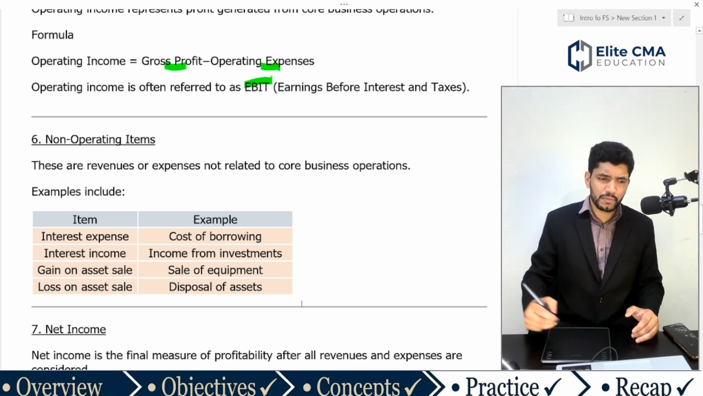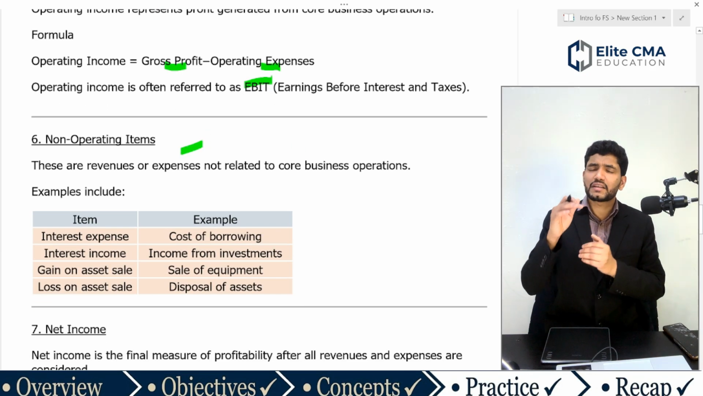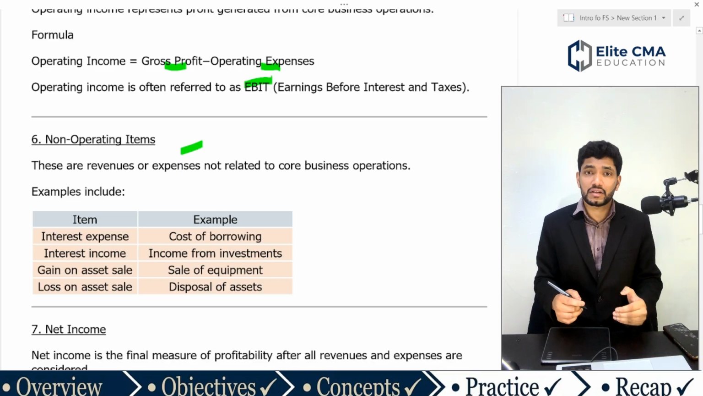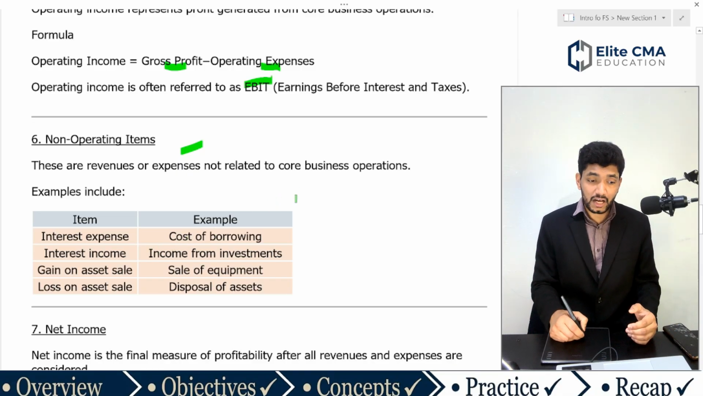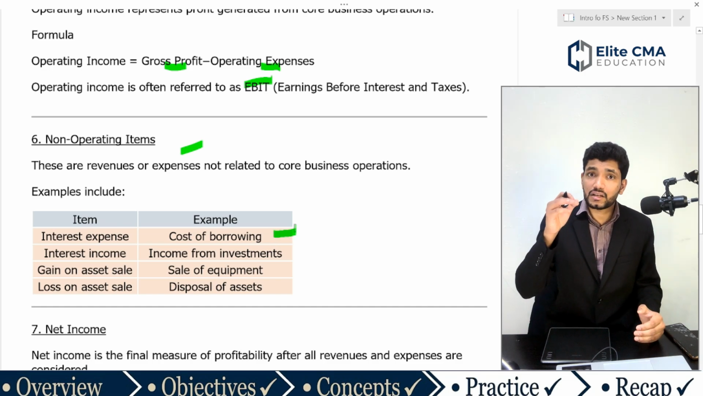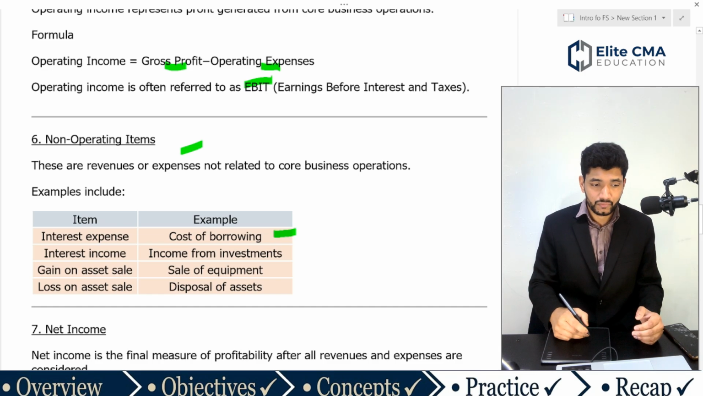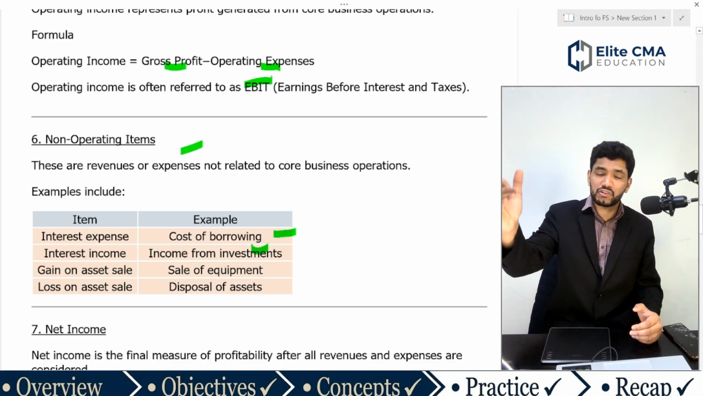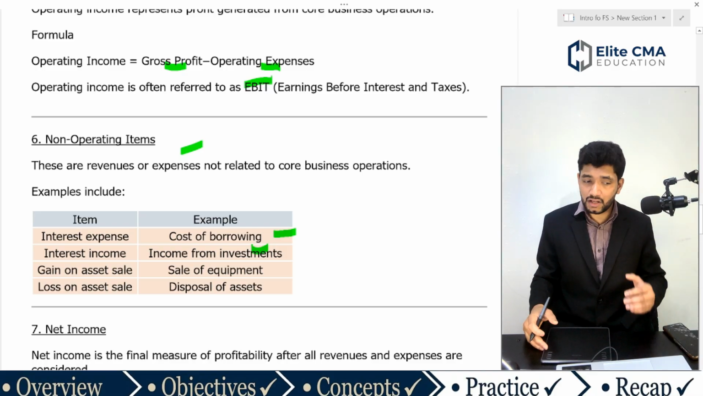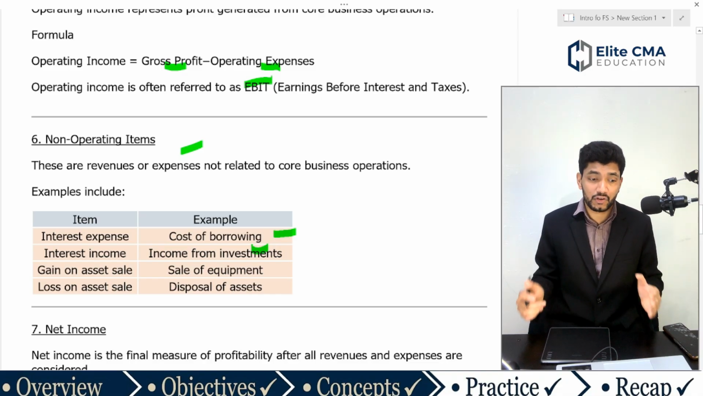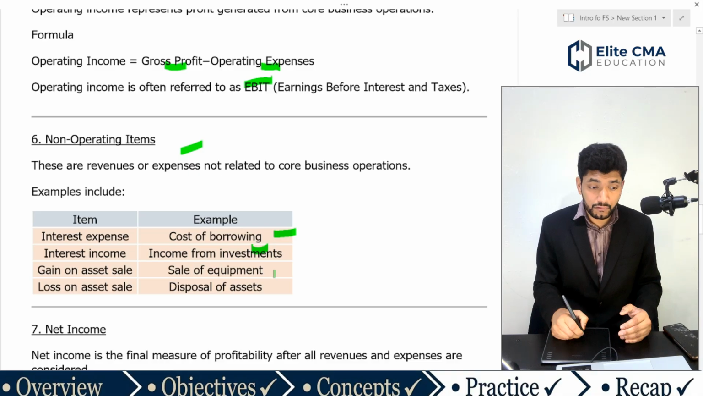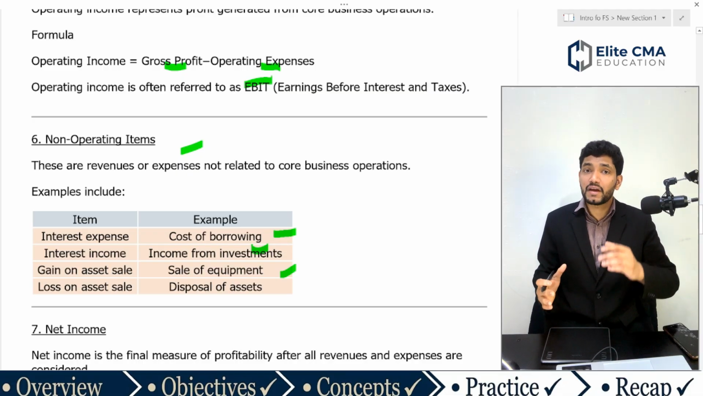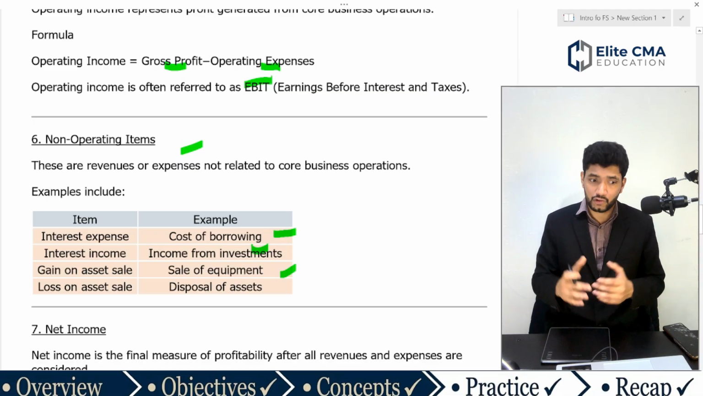Then the non-operating items. Non-operating items typically include all items which are not directly related to core business operations, like the cost of borrowing, which is not directly linked with the business operations. Then the interest income. If there is some excess money we invested in some investment opportunities, that will not come under the operating items, so it is a non-operating item. Then the gain on sale of asset. Is there any gain the company made on sale of asset? That will also come as a non-operating item.